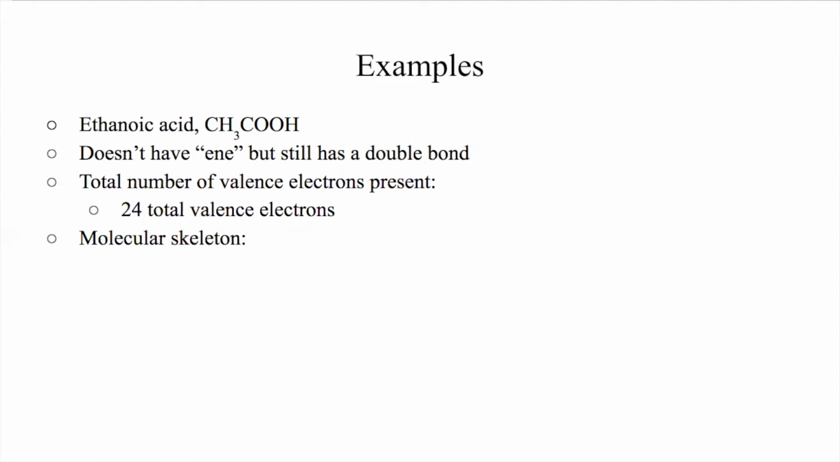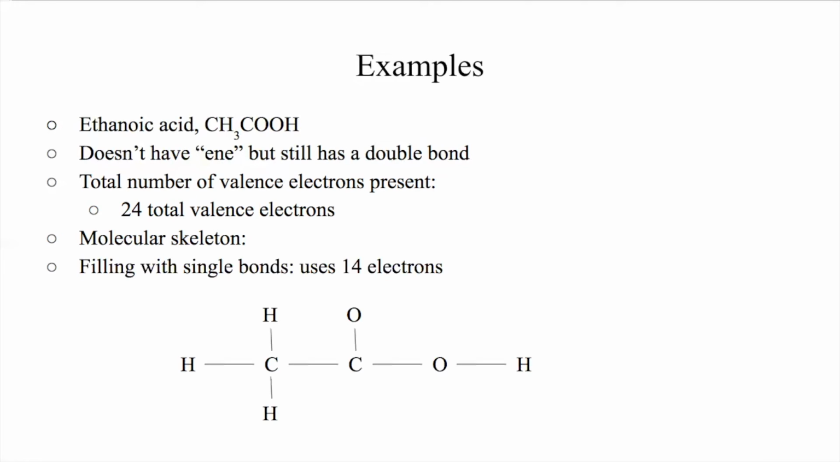When we draw the molecular skeleton, we know that there will be 3 hydrogen atoms around the first carbon, because that's what the molecular formula implies. We know that the last hydrogen must go on the outside, because hydrogens can only form one bond. I'm going to put the oxygen to the side of the main branch, like this. When we fill in the skeleton with single bonds, we use up 14 electrons. This means we have 10 left to play around with.